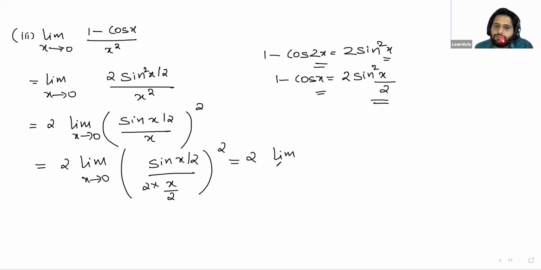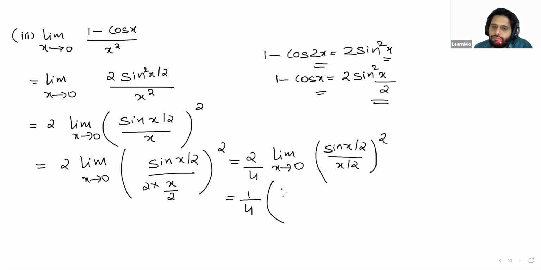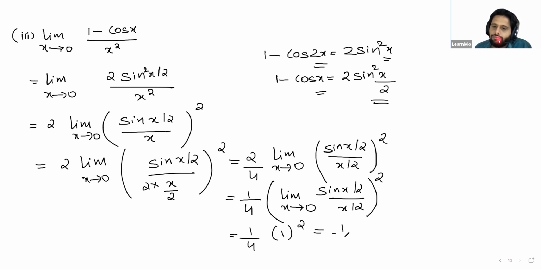This is limit x tends to 0. Now this constant ये whole square है, so ये outside जब bracket आएगा तो by 4 हो जाएगा. ये हो जाएगा sin x by 2 by x by 2 whole square. So this will give you 1 by 2, and this will give you limit x tends to 0 sin x by 2 by x by 2 whole square. So this will give you 1 by 4, and this is 1 square, which will give you 1 by 4.